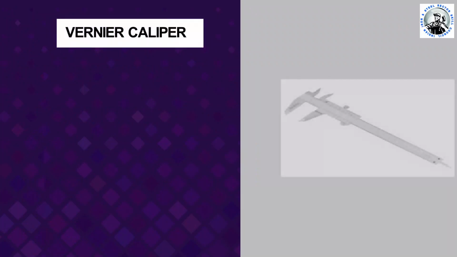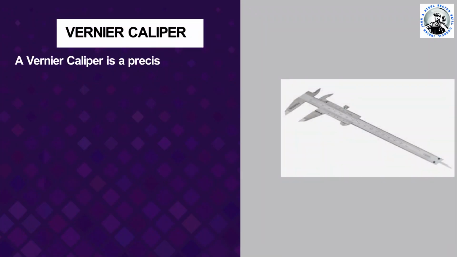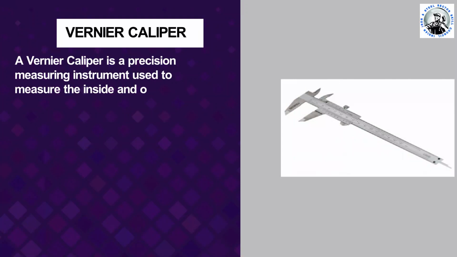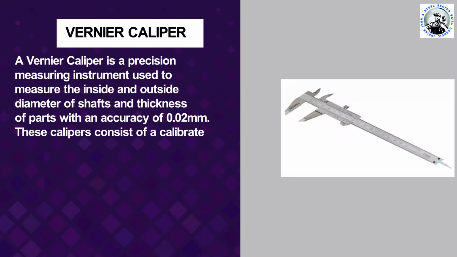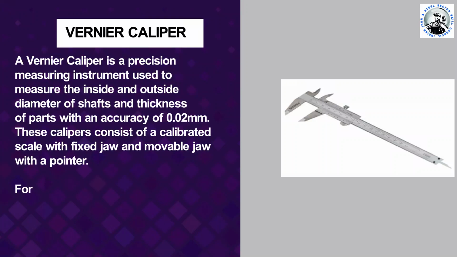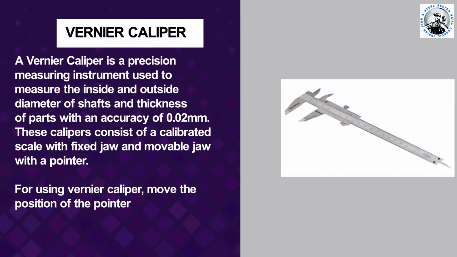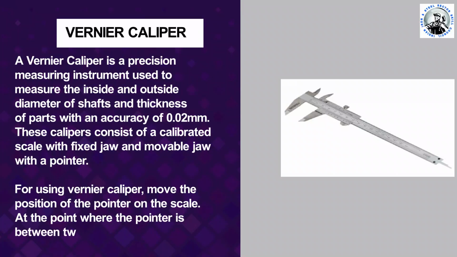Vernier caliper. A vernier caliper is a precision measuring instrument used to measure the inside and outside diameter of shafts and thickness of parts with an accuracy of 0.02 mm. These calipers consist of a calibrated scale with a fixed jaw and a movable jaw with a pointer. For using a vernier caliper, move the position of the pointer on the scale. At the point where the pointer is between two markings, take the reading on the scale.